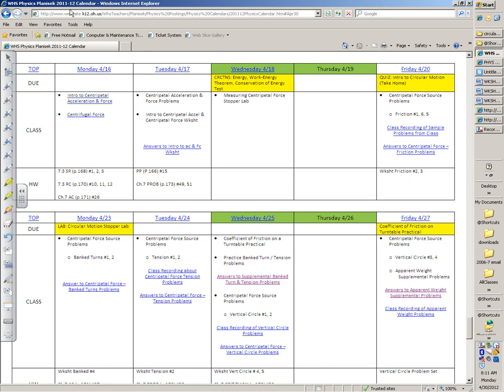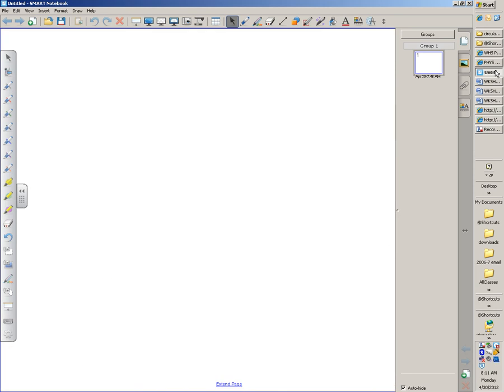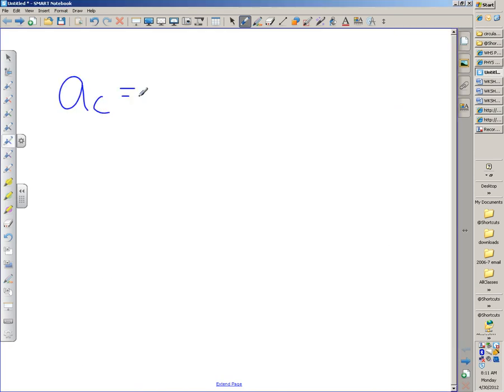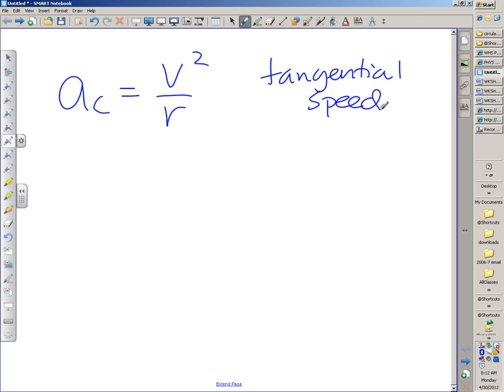As far as the values for centripetal force and centripetal acceleration, two formulas ended up on the wall. So the centripetal acceleration, we said, was equal to v squared over r. What did we say the v represented? The tangential speed, right? Which is kind of like velocity. Tangential speed is measured in meters per second. It's how fast we are traveling around the outside edge of that circular path.